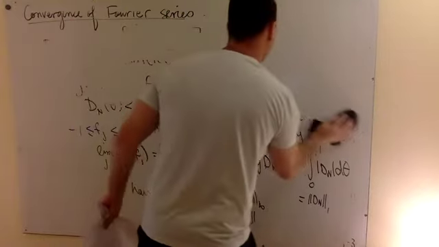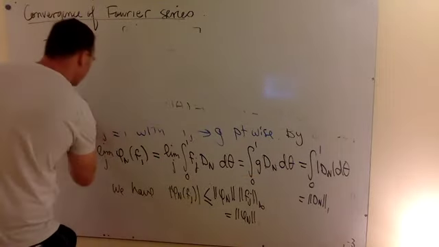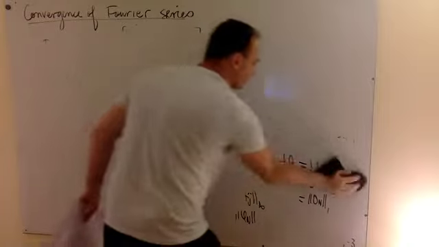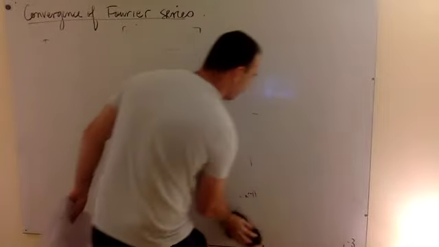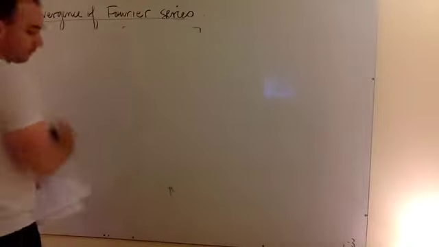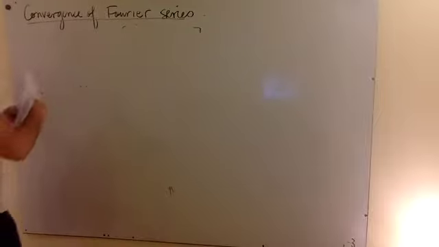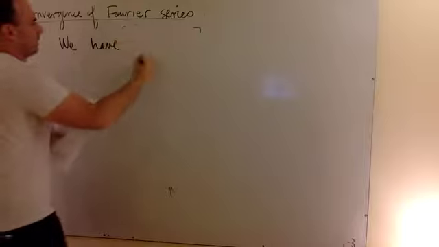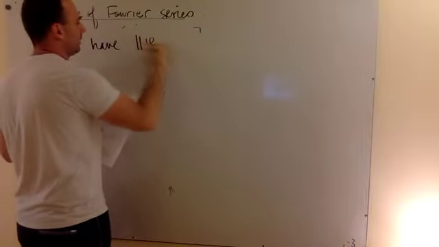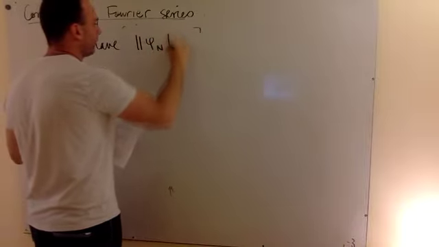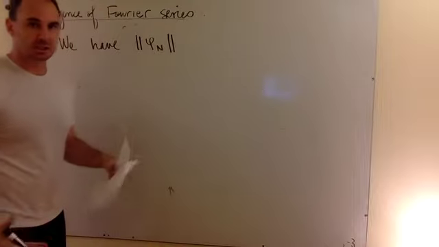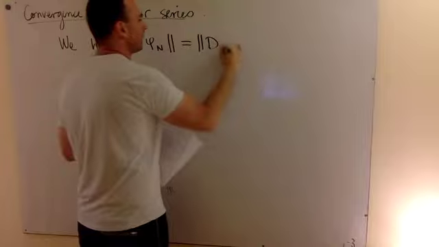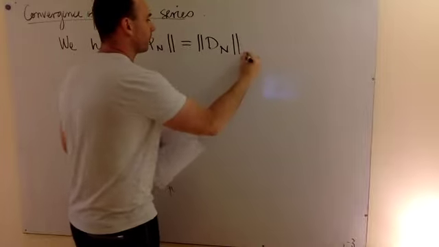I'll erase this nice little picture. Next time I draw that picture with maybe n equals 2, which actually probably was n equals 2. Okay, so anyway, what I have is that the norm of this linear functional is the L1 norm of the Dirichlet kernel.